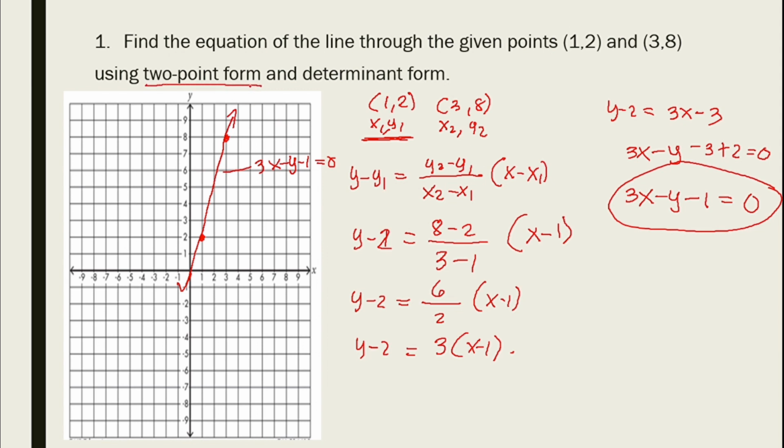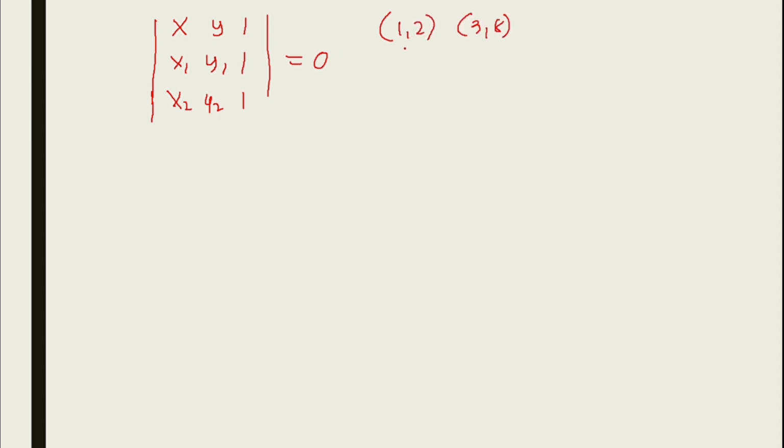How about using determinant form? Alright, if we're going to make use of determinant form, we have here the formula: the determinant of x, y, 1; x sub 1, y sub 1, 1; x sub 2, y sub 2, 1 is equal to 0. We have here (1, 2) and (3, 8). So this is our x sub 1, y sub 1, and x sub 2, y sub 2. Again, we could interchange these.